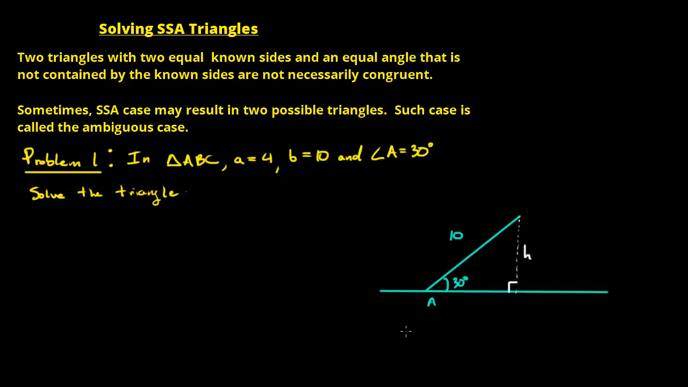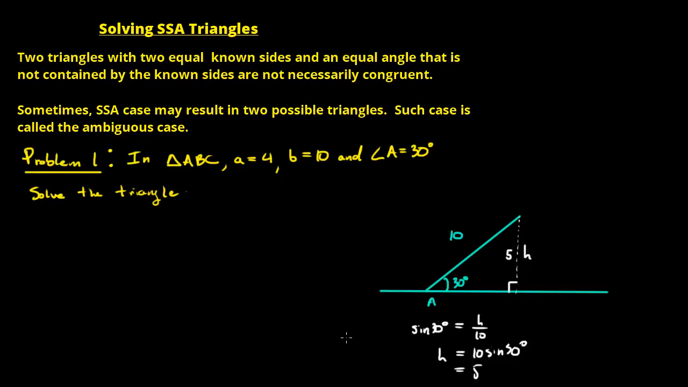I know that the sine of 30 degrees is equal to h, the opposite, divided by the hypotenuse, which is 10. So h over 10. So h, the height, is going to be 10 sine 30, which is equal to 5 units, because sine 30 is a half, so 10 times a half is 5. So this height is 5 units.